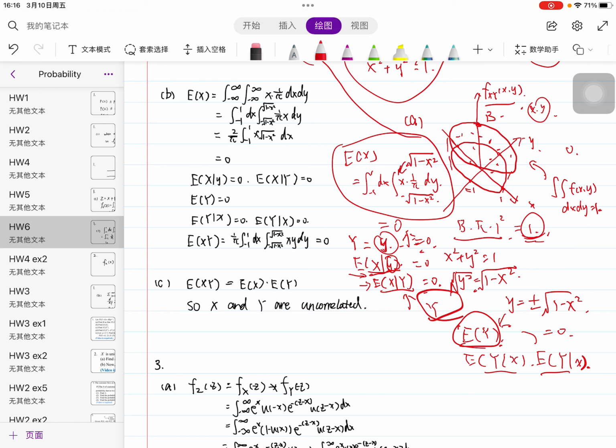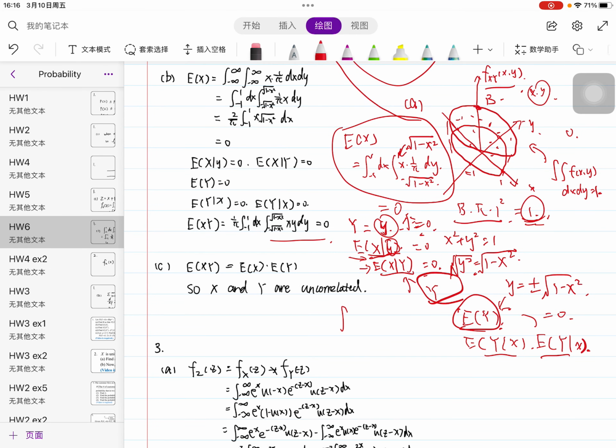And the last one is to calculate the expected value of xy. We could also take the definition of expected value. We just take xy times the joint density function. This is the definition, and we take the lower bound and upper bound here. We find that this is equal to 0 as well.